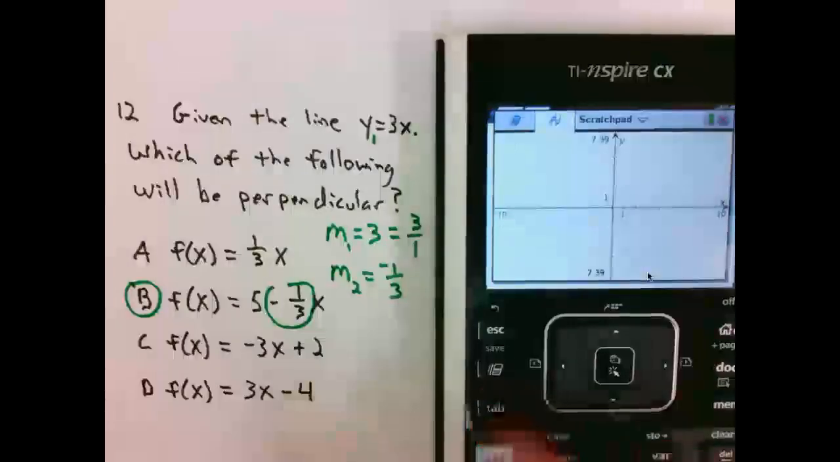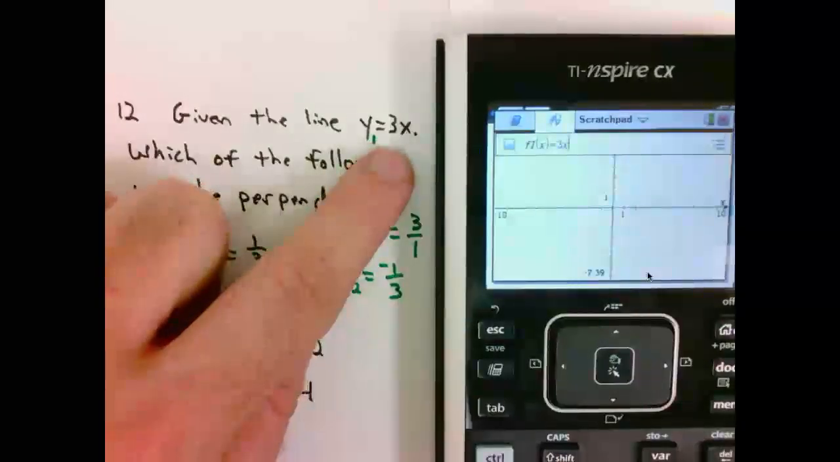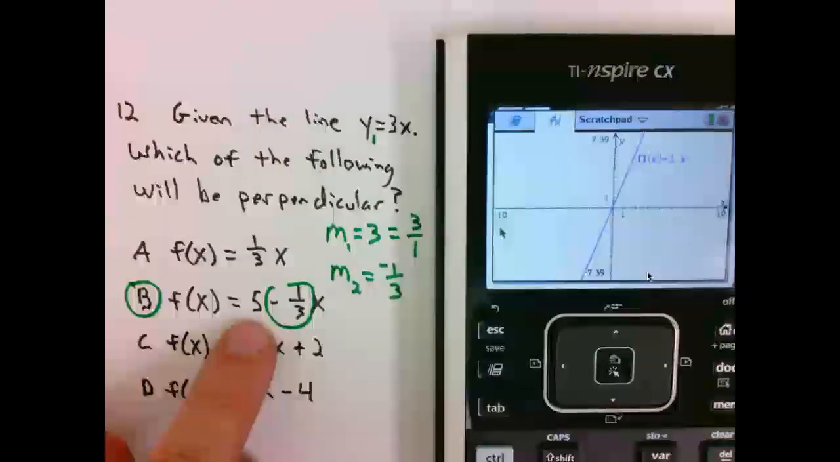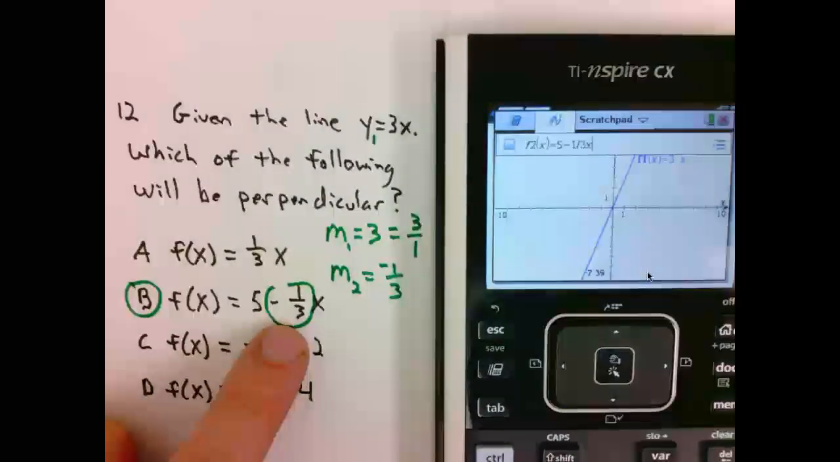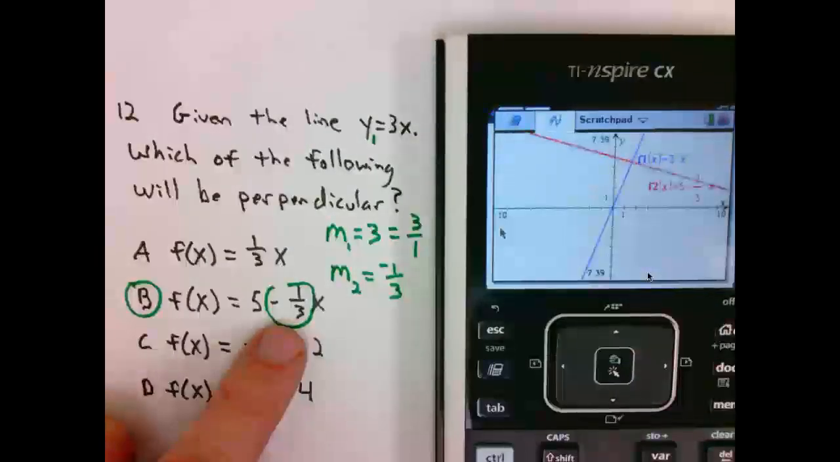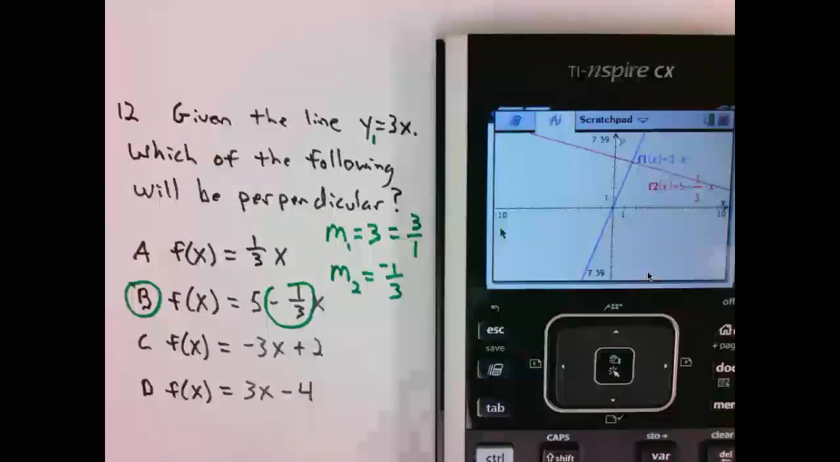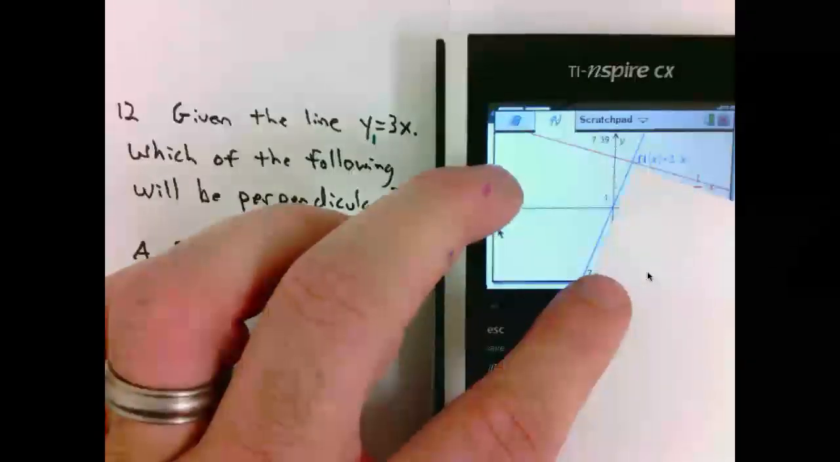I hit tab. In F1, I'm entering 3x. Enter. There's my line, slope of 3, positive. In F2, tab, I will enter 5 subtract 1/3 x. And there, it doesn't quite look like they're exactly perpendicular. You can see that that angle is slightly obtuse.